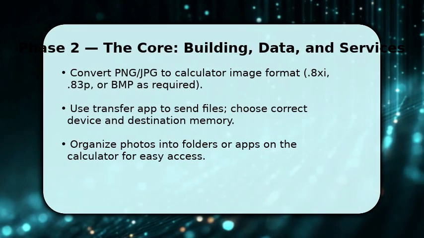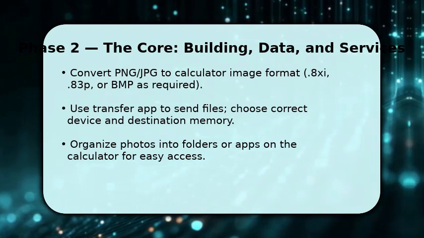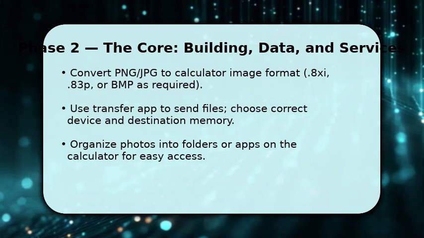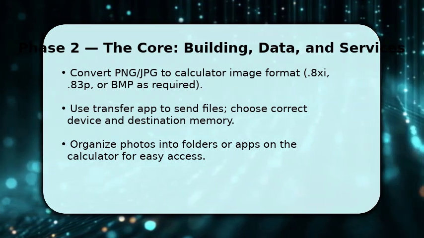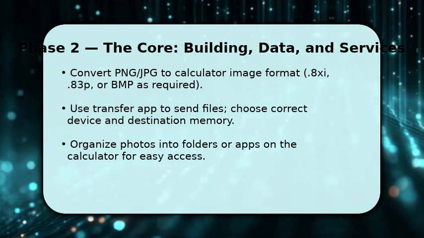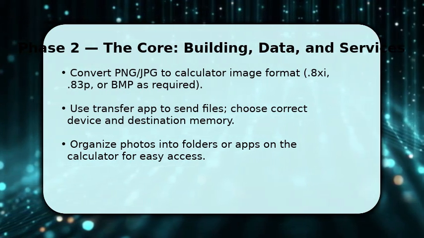Use the converter to create 8xi or 83p images, depending on your model, because raw JPGs often won't render. Open the transfer program, connect to the correct device, and drag the converted files into the destination memory. Pick RAM or archive according to how permanent you want them.